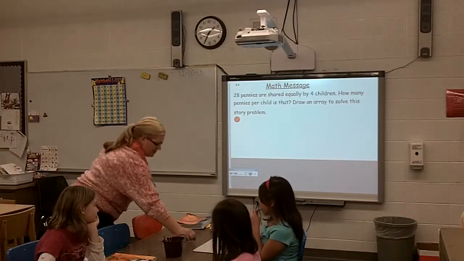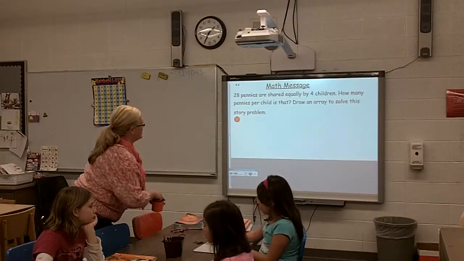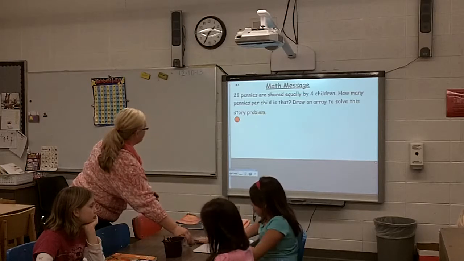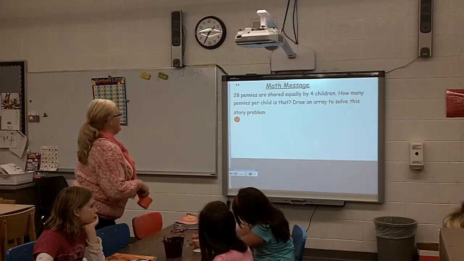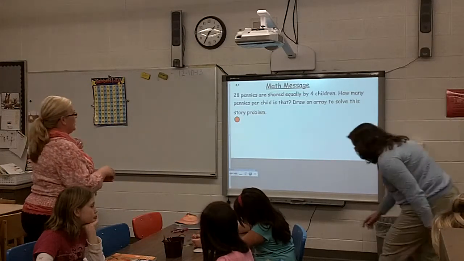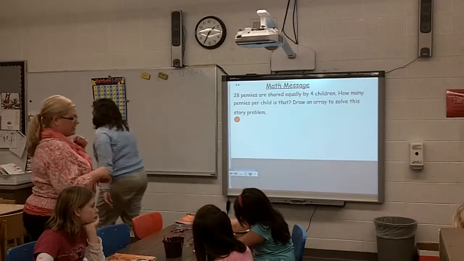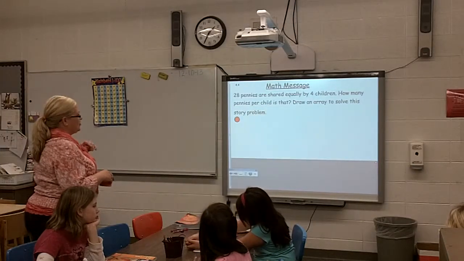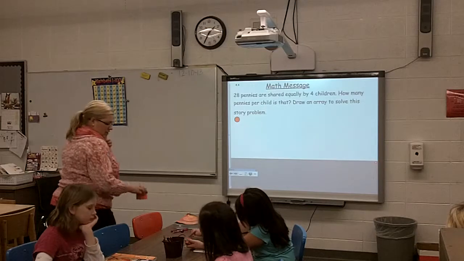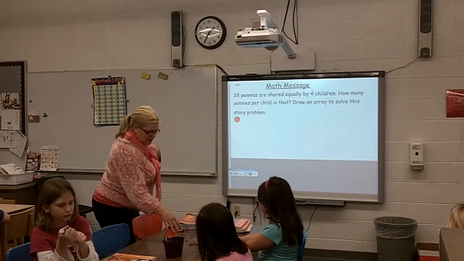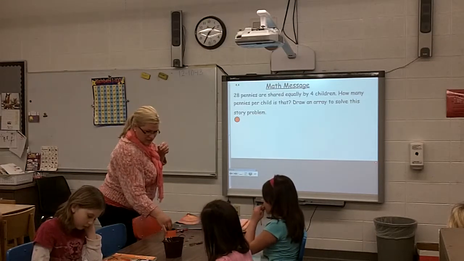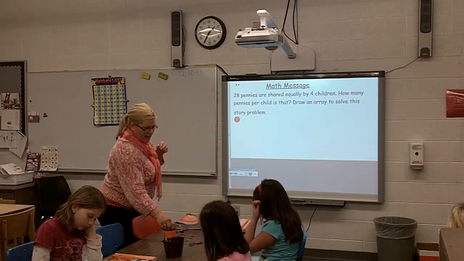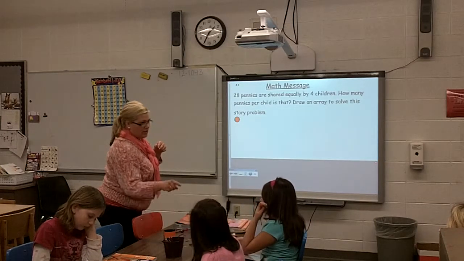Alright, take a look at our math message. 28 pennies are shared equally by 4 children. How many pennies per child is that? Draw an array to solve this problem. You can use the manipulatives to draw your array, otherwise draw your array on your whiteboard.